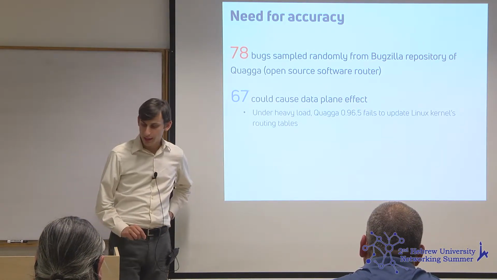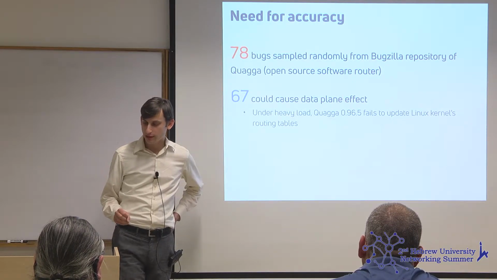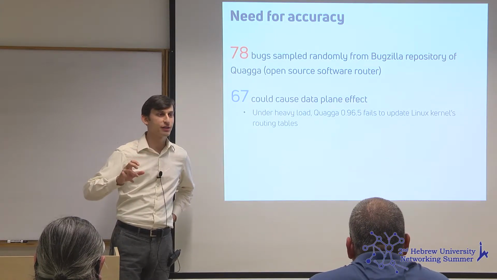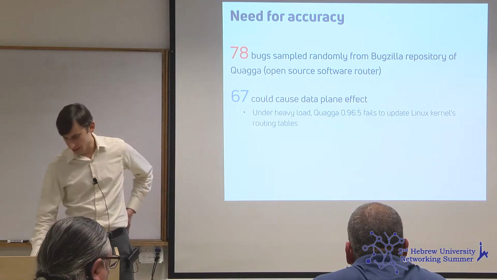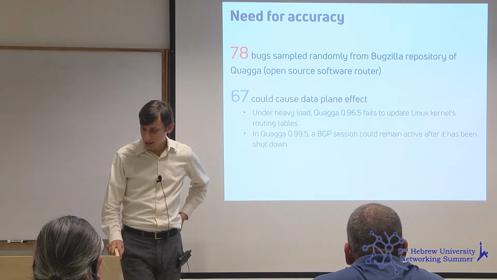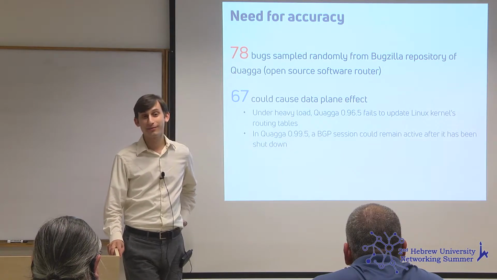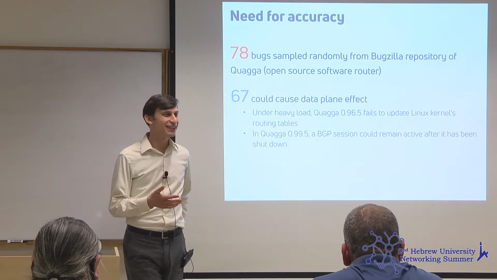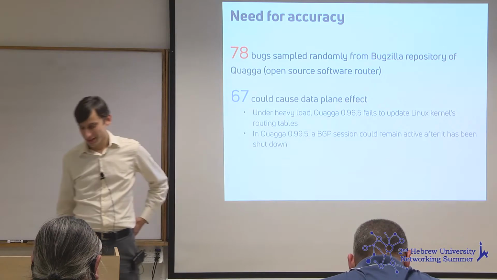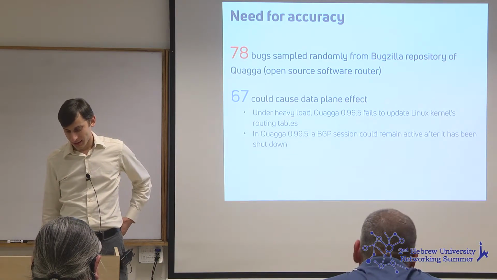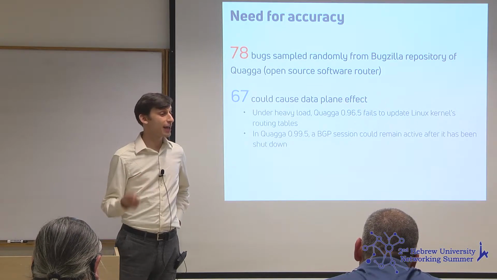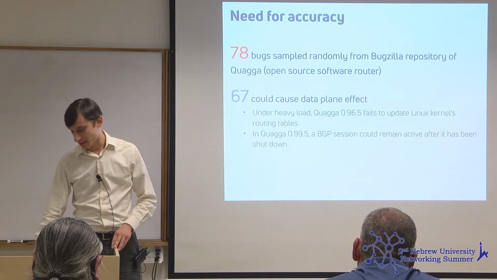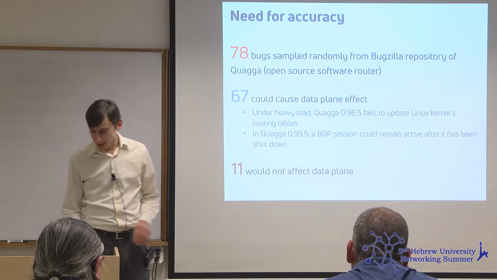Some examples: under heavy load, in some cases it would fail to update the kernel's routing tables. So inside the router, it had a notion of what the routes were, but that didn't make it down into the kernel in all cases. And imagine how hard that would be to debug, right? The config is right, Quagga is telling you it's right, and the data is not flowing. What's going on? In some cases, BGP sessions could remain active for longer than they should, which could then leave routes active or the wrong routes. 11 of these did not affect the data plane.